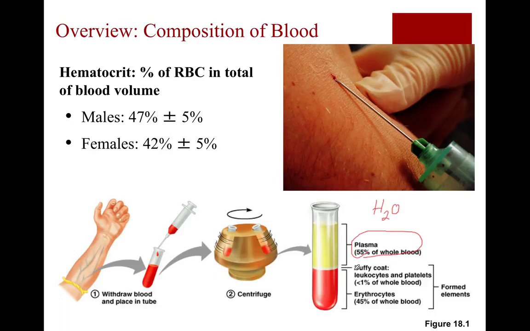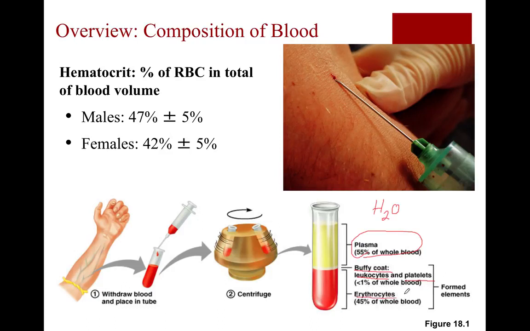The second layer, which is relatively small, typically less than 1% of the total blood volume, is called the buffy coat, and it's made up of your white blood cells, leukocytes, and your platelets, which are also known as thrombocytes.